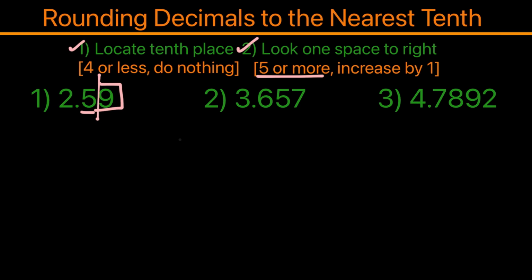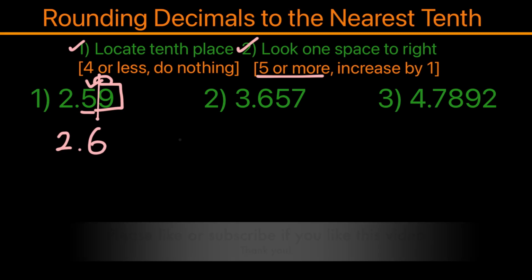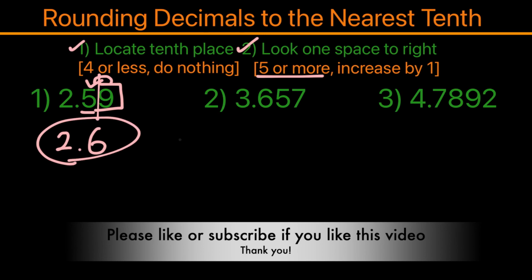So it would then look something like this, 2.6. And notice how the hundredths place value, 9, is no longer there. It increased by 1 and then it's gone. The answer needs to be a decimal with tenth place only. So 2.6 would be the answer in this case.